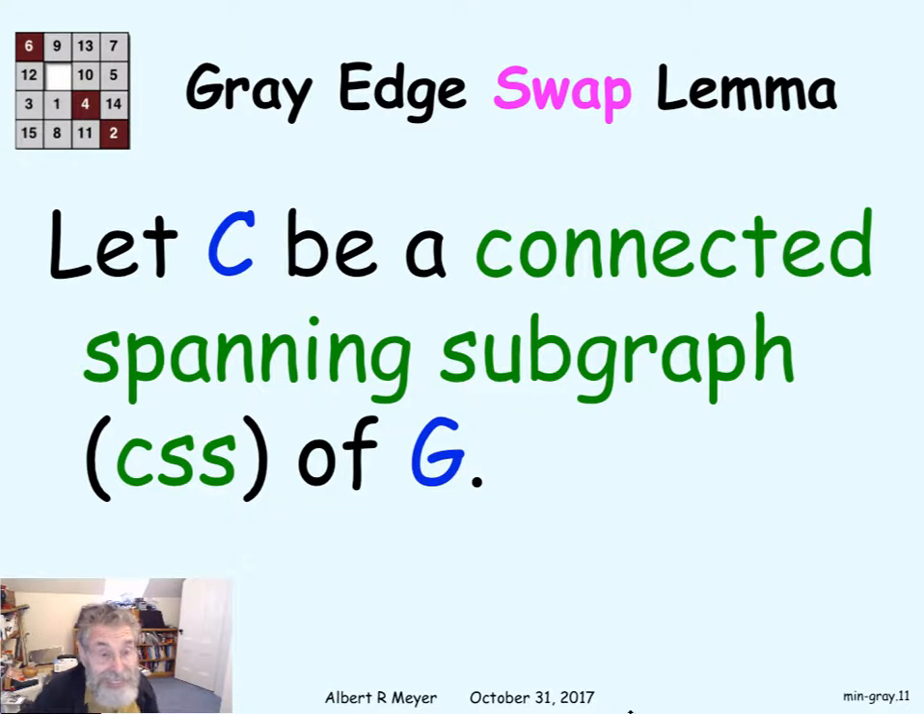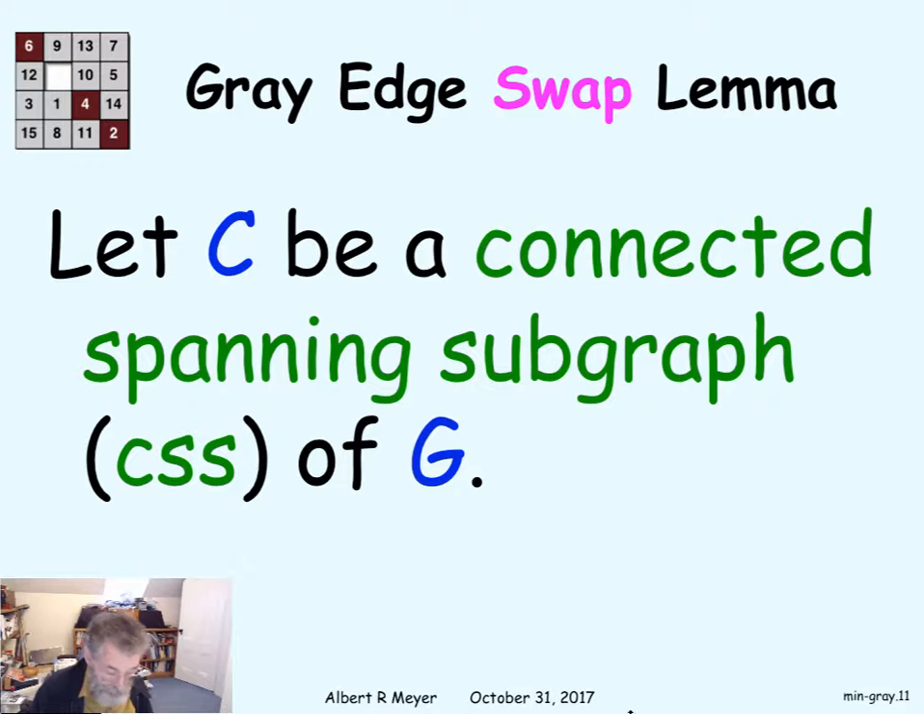But take any subgraph of G that includes all the vertices and that is connected. That's what a connected spanning subgraph is. Of course, any spanning tree will be a connected spanning subgraph, but there are ones that are not trees, like all of G.